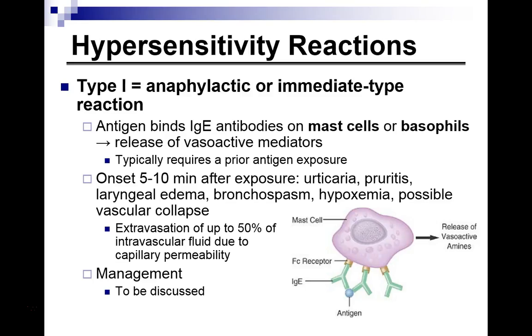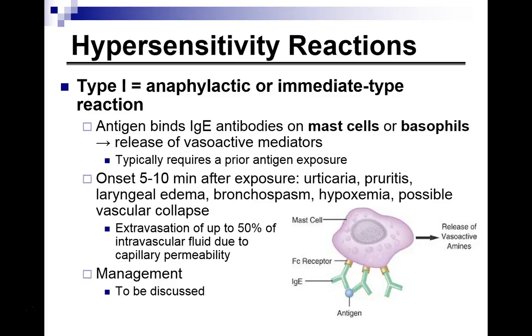The other thing I want to discuss in this video is a quick overview of the hypersensitivity reactions. There are 4 of them, and we will outline each of them very briefly. The type 1 reaction, also known as the anaphylactic or the immediate type reaction, occurs when an antigen binds to an IgE antibody, usually found on a mast cell or a basophil, and this leads to a release of vasoactive mediators. Usually a type 1 response requires some sort of prior exposure to the antigen, so that we have IgE antibodies with some memory of this antigen.